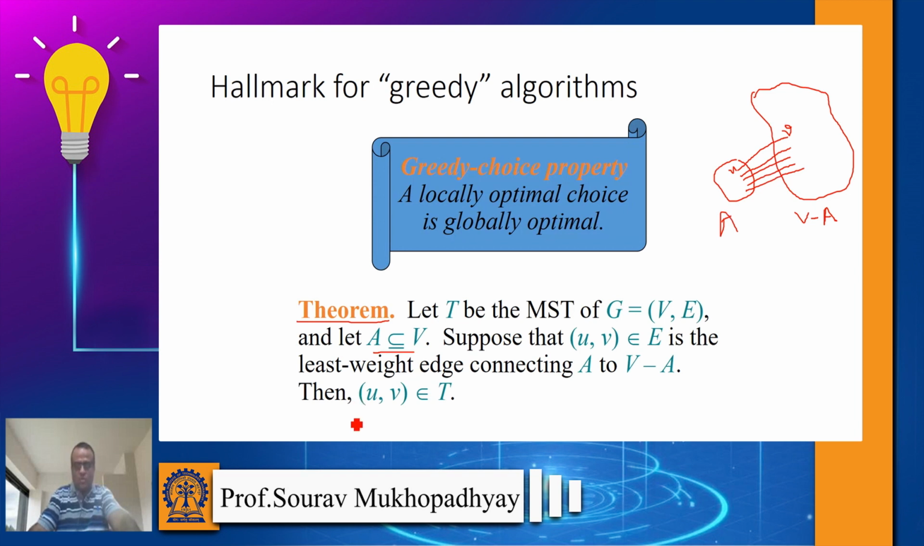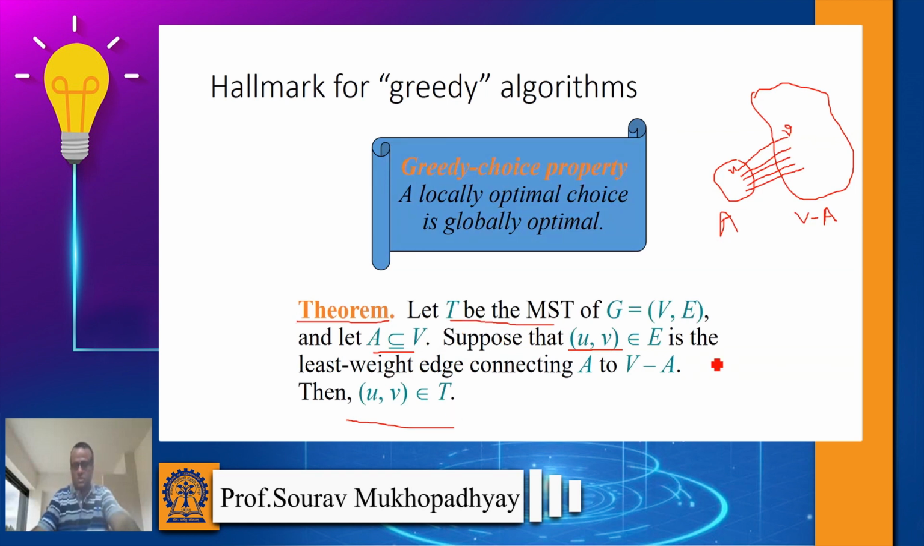So that we have to prove. Among these edges, suppose UV is an edge, which is a bridge edge, where one node is in one component and another node is in the other. If this is the least weight edge among all such edges which are directly connecting A to A complement, then among these, whichever is the minimum, that has to be in the minimum spanning tree T.